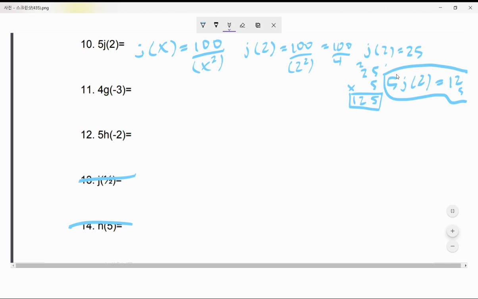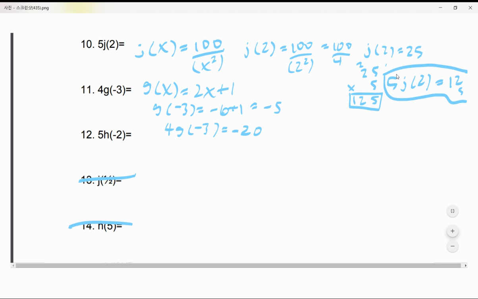Okay, g function. Since I think you guys got it, I'm just going to speed through the simpler part. So 4 g(-3). Well, g(-3) is -5. So we're just going to multiply -5 by 4, which is -20. That is the final answer.